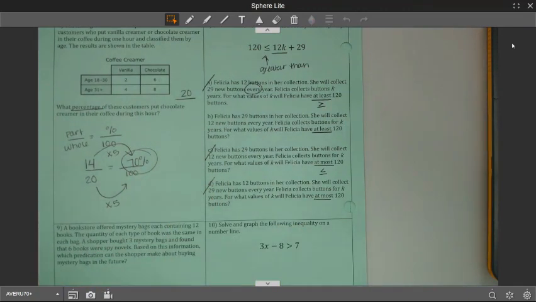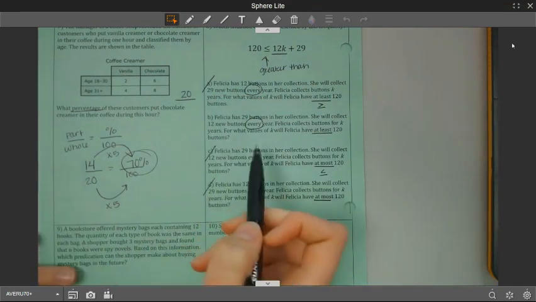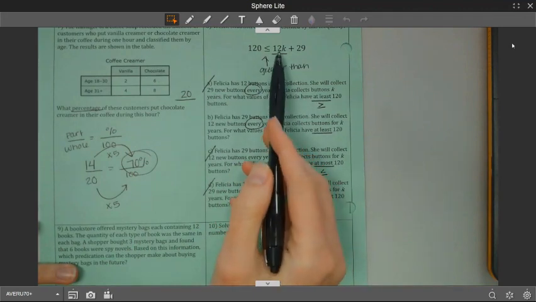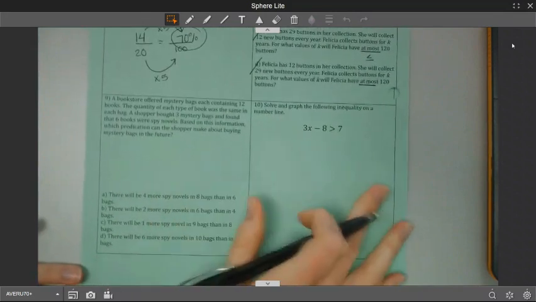B, Felicia has 29 buttons in her collection. She will collect 12 new buttons every year. Okay, this every is with the 12. That means 12 should be multiplied. Well, that's true because when a number is next to the variable, it means to multiply. So B is our best choice.